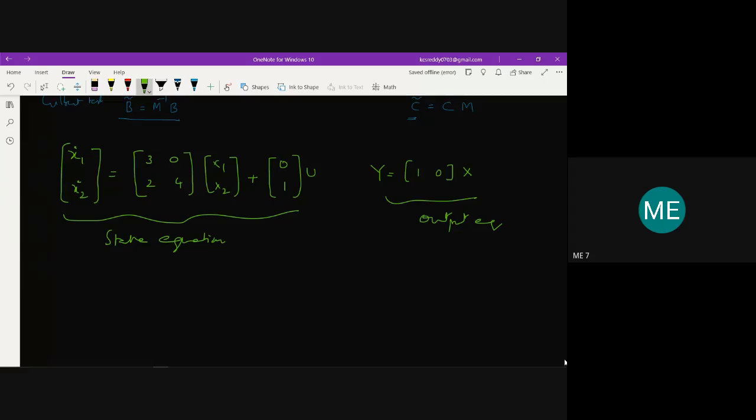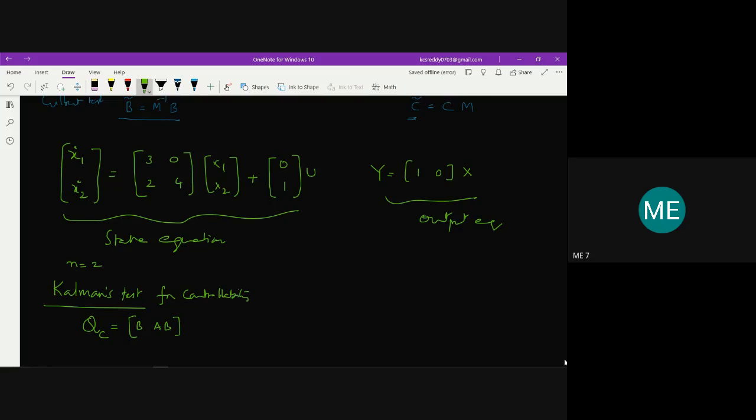If you look here, the order of the A matrix is 2, so n is equal to 2. Let me write the Kalman test for controllability. For the Kalman test for controllability, you write the QC matrix. In the QC matrix, B and AB are enough.